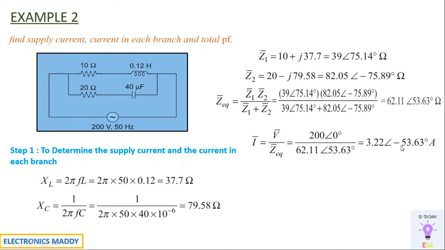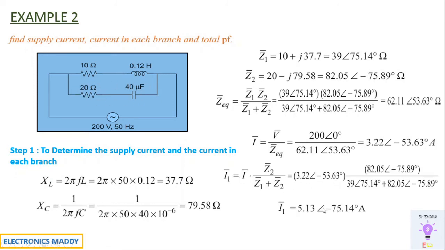Once this is done, they have asked us to find the current in each branch. So I1 bar, we can write as I bar into Z2 bar by Z1 bar plus Z2 bar. This is by the current division rule. If you have to find the current I1, it is the supply current into the impedance of the opposite branch, divided by the sum of impedances. Substitute, and you will be getting I1 bar.